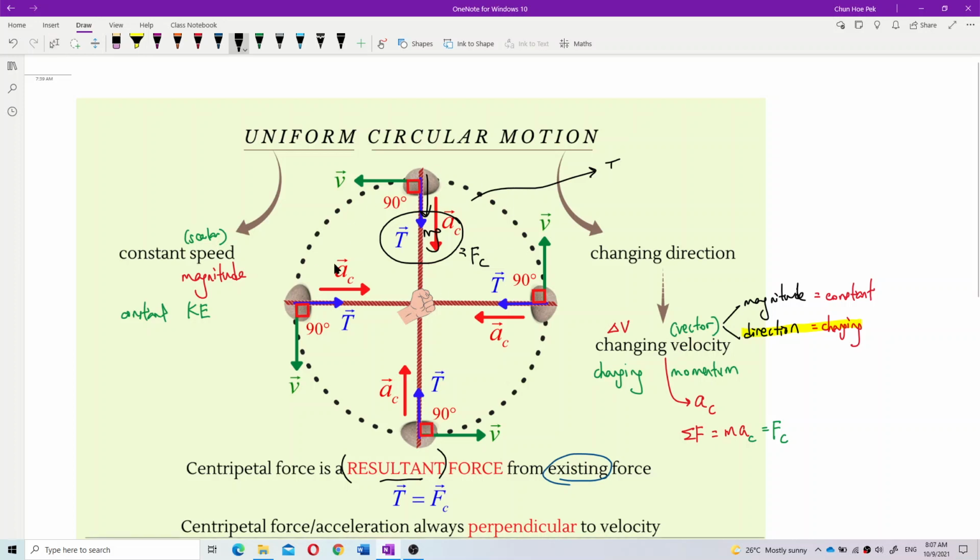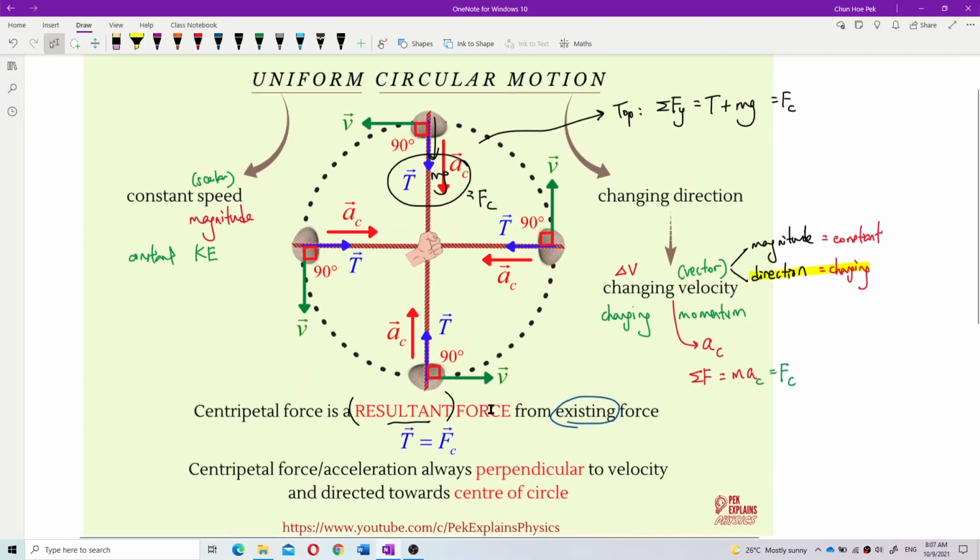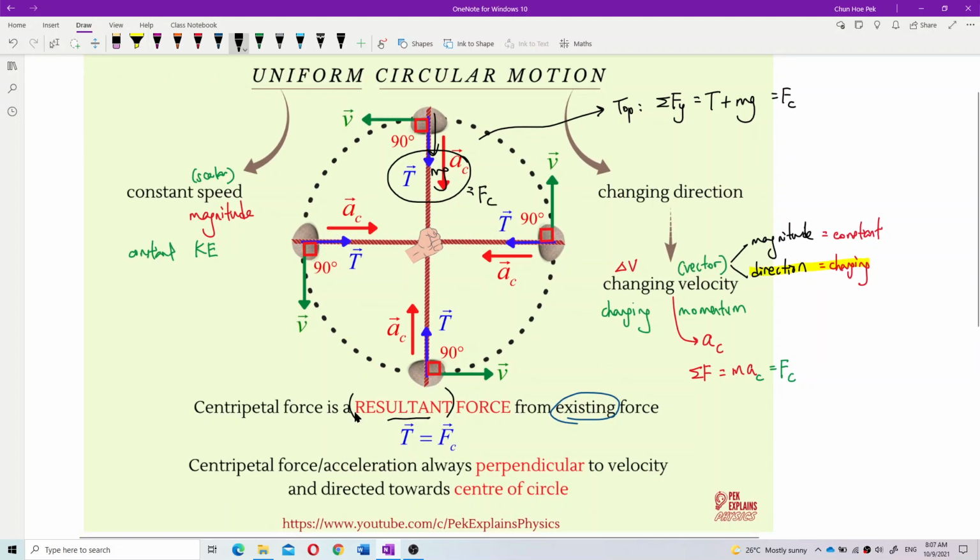Like the top position here. What's the resultant force experienced by the stone? The resultant force experienced by the stone happens in the y component. In the y component, we have the tension plus the weight. And these forces, tension and weight, become the centripetal force. Centripetal force has the symbol Fc.